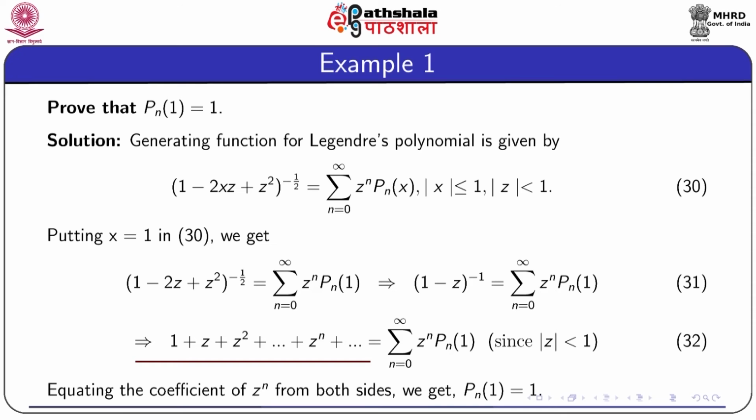If you expand it, you will get equation number 34, which is 1 + z + z^2 + ... + z^n + ..., and the right hand side is summation n equal to 0 to infinity z^n P_n(1). If you equate the coefficient of z^n from both sides, we get P_n(1) on the right hand side, and on the left hand side it is 1, and hence we prove that P_n(1) is equal to 1.